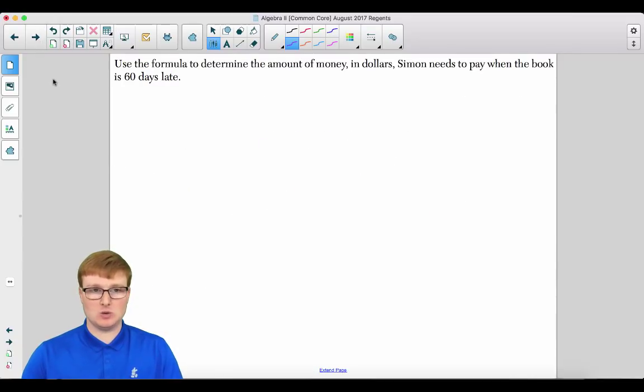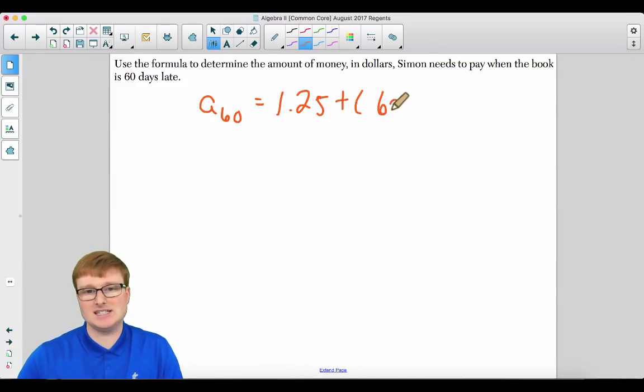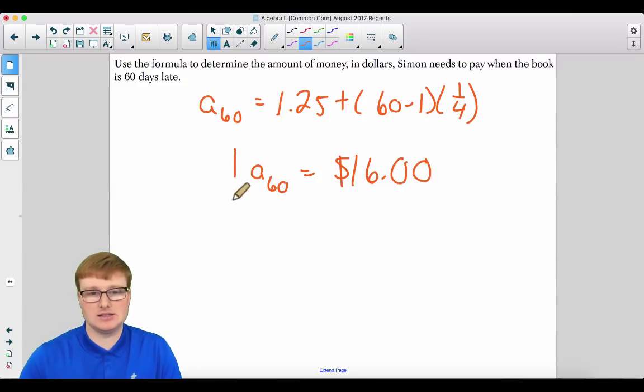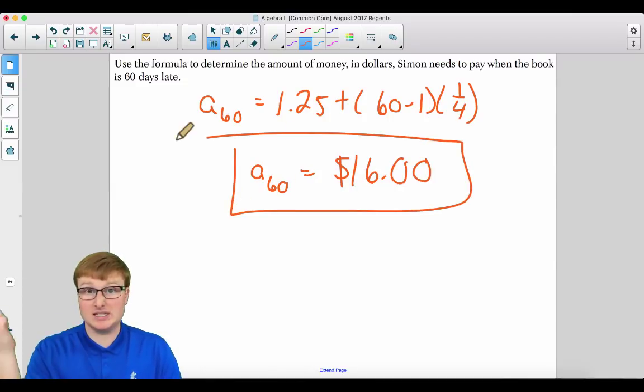Now for the second part of the question, it says use the formula to determine the amount of money in dollars Simon needs to pay when the book is 60 days late. Honestly, if it's 60 days late, you should just buy them a new book because it's going to cost a lot of money. So a sub 60 is equal to $1.25 plus 60 minus 1 times 1/4. Plug this into your calculator and solve. A sub 60 is just going to be $16. That's exactly how much he's going to owe after 60 days. Plug it in to your calculator, get it, and solve. Your answer is $16.